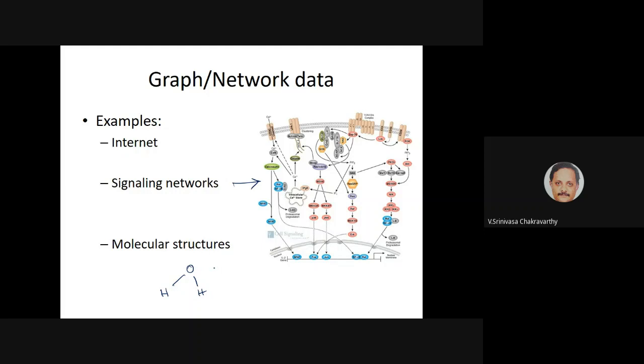Because the data need not just be represented as vectors. I mean, how do you represent a molecule as a vector? It's not simple. It's not natural. Right? A graph representation is more natural.